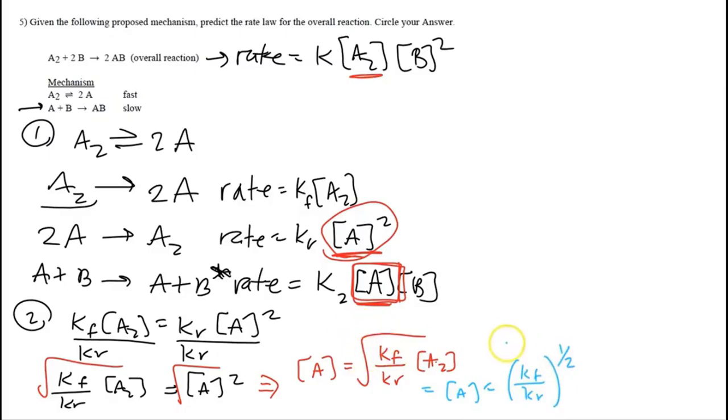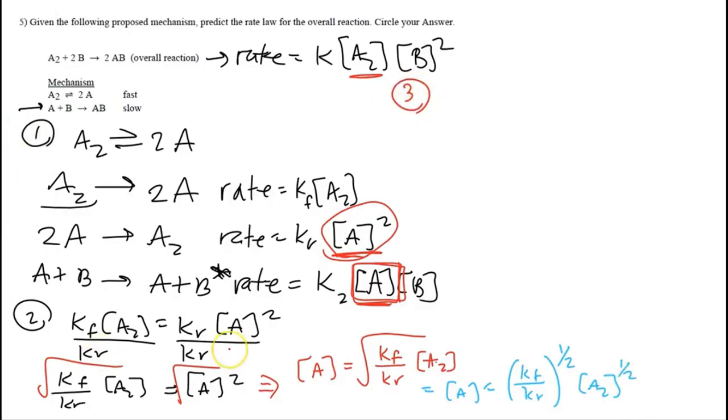Raising something to a power of 1/2 is the same thing as taking the square root. If you have a cube root, you raise it to a power of 1 over 3. If you have a fourth root, you raise it to a power of 1 over 4, etc. This also means that my A2 is also going to be raised to a power of 1/2. There you go.